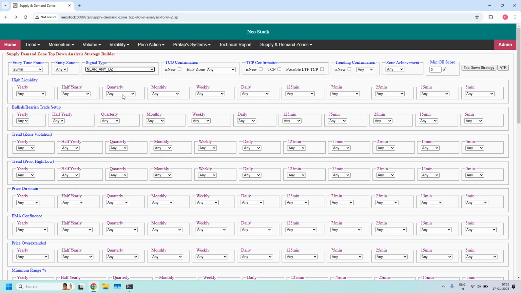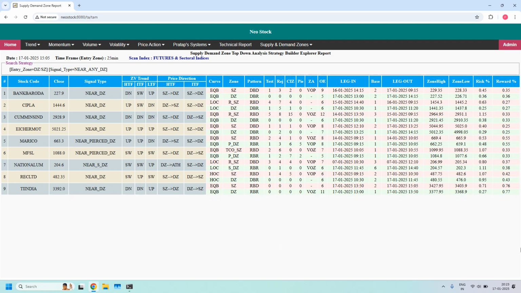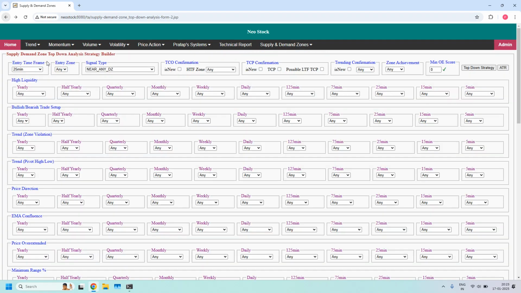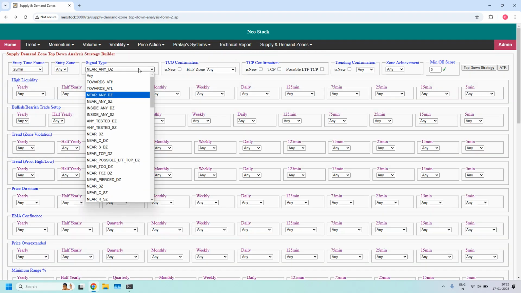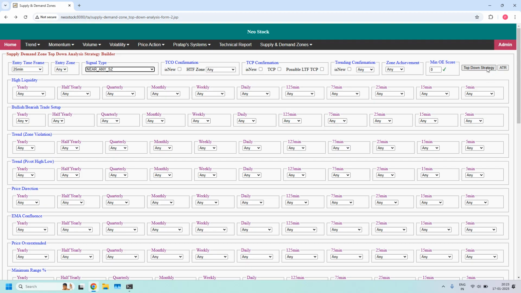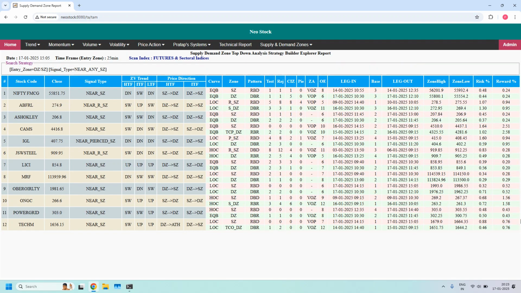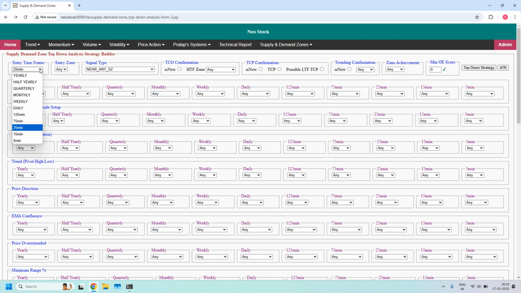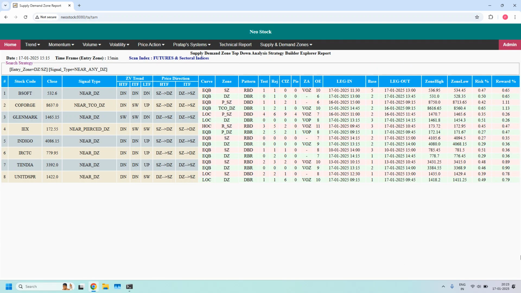Stocks near 25 minutes demand zone. We have 9 stocks. Next 25 minutes time frame. Stocks near 25 minutes supply zone. We have 12 stocks. Next time frame is 15 minutes. Stocks near 15 minutes demand zone. We got 8 stocks.